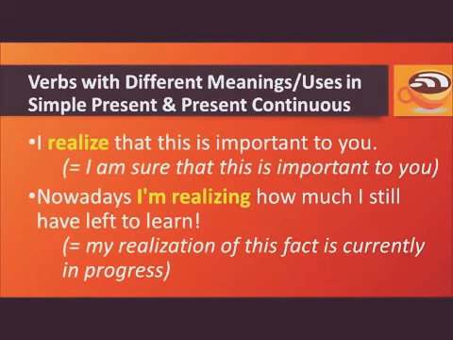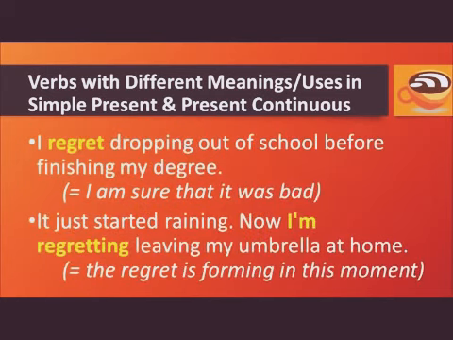Saying, I realize that this is important to you, means I am sure that this is important to you. If you say, nowadays I'm realizing how much I still have left to learn, that means my realization of this fact is currently in progress. If you say, I regret dropping out of school before finishing my degree, that means I am sure that dropping out of school was bad. But if you say, it just started raining, now I'm regretting leaving my umbrella at home, that means the regret is forming in this moment.